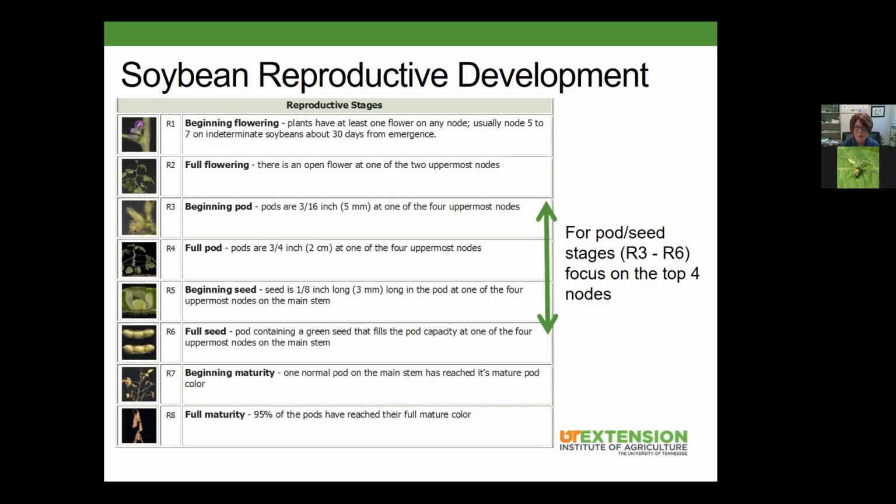But what we're trying to do with indeterminate beans is protect the pods that are going to provide the most yield to a farmer. The top pods, those leaves are getting more sunlight, so they have more potential to add to yield than something at the very bottom of the plant. A lot of times pods at the bottom don't fill out well, and they don't contribute a lot to yield. So with indeterminates, we're ignoring what's going on at the bottom of the plant, focusing on those top 4 nodes, and looking for specific pod and seed sizes.